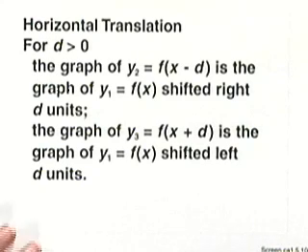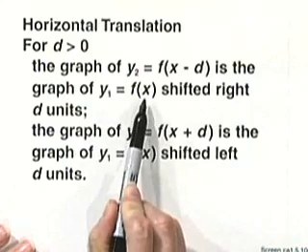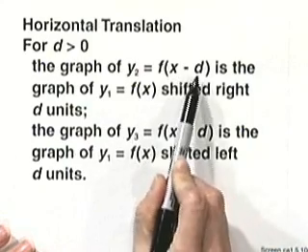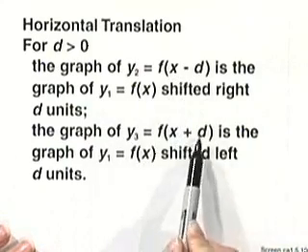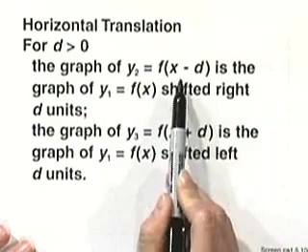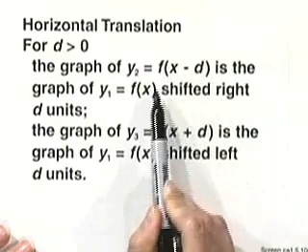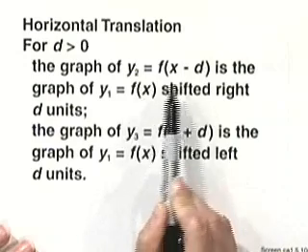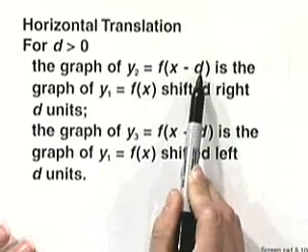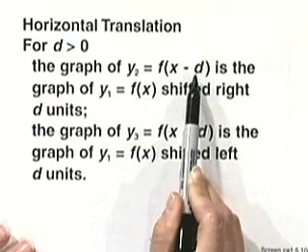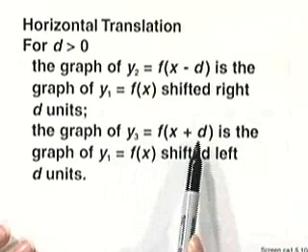So notice a difference now. We're replacing the input with a quantity x minus or x plus. And remember, d is a positive number. So if you're replacing in your original function the input with x minus a constant, you're shifting to the right. And if you replace it with x plus a positive constant, you're shifting to the left.